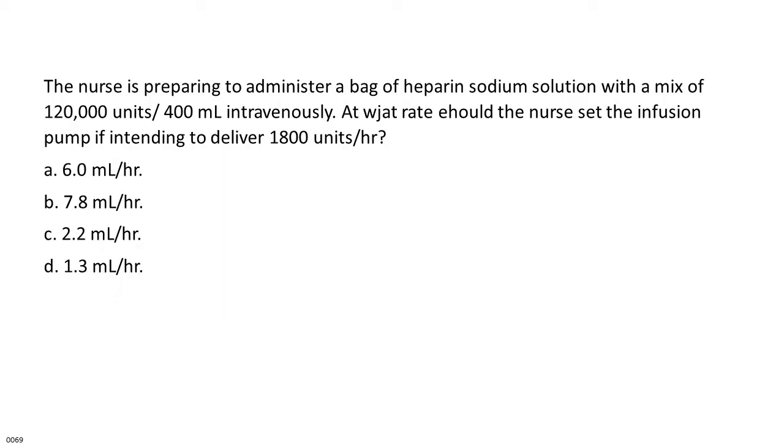The nurse is preparing to administer a bag of heparin sodium solution with a mix of 120,000 units per 400 milliliters intravenously. At what rate should the nurse set the infusion pump if intending to deliver 1800 units per hour? A. 6.0 milliliters per hour. B. 7.8 milliliters per hour. C. 2.2 milliliters per hour. D. 1.3 milliliters per hour.